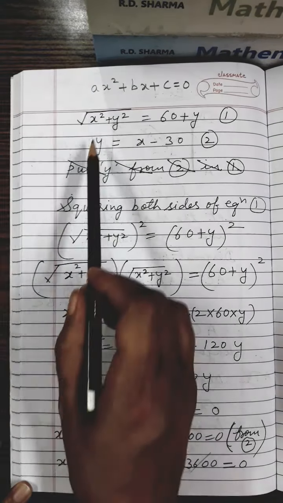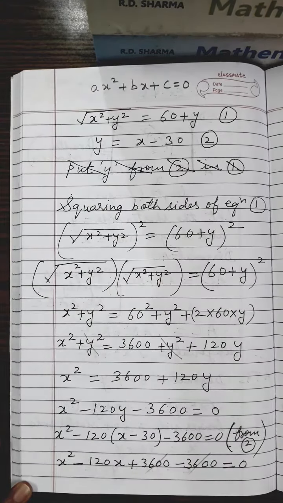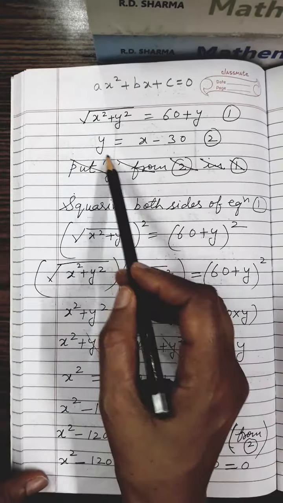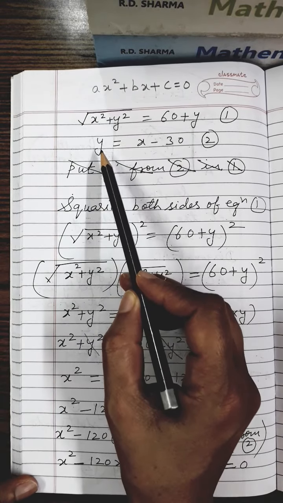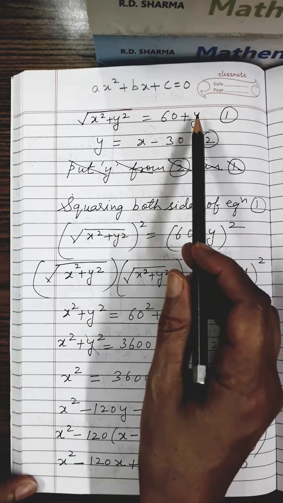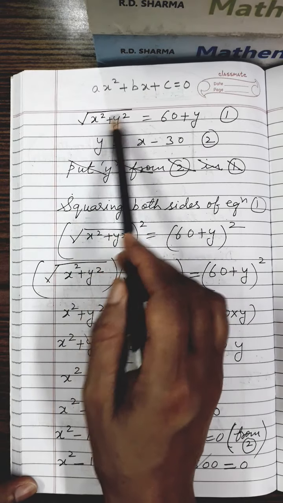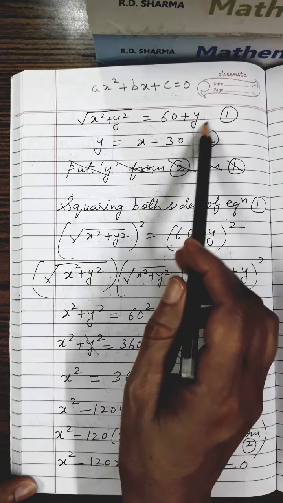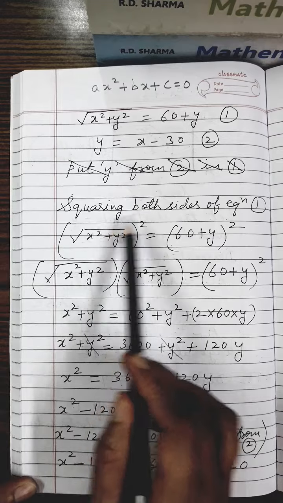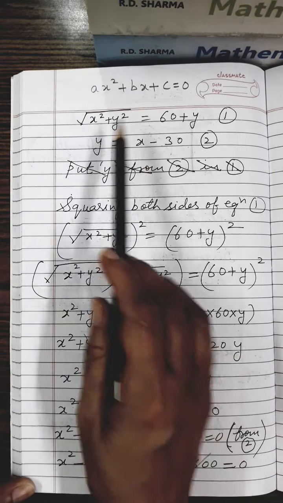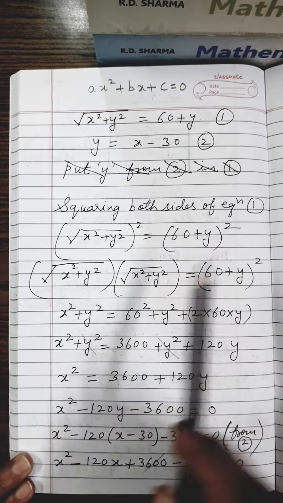So what can I do in order to convert these two equations into a quadratic equation? This second equation is the simpler one. Y is in terms of x. I can substitute the value of y from the second equation into 1. But before substituting, what you see, there is a complication here. There is a square root. So in order to make this equation look simpler, what I will do is square both sides of equation 1. Means when I square any equation, I will have to square the left hand side also and the right hand side also.